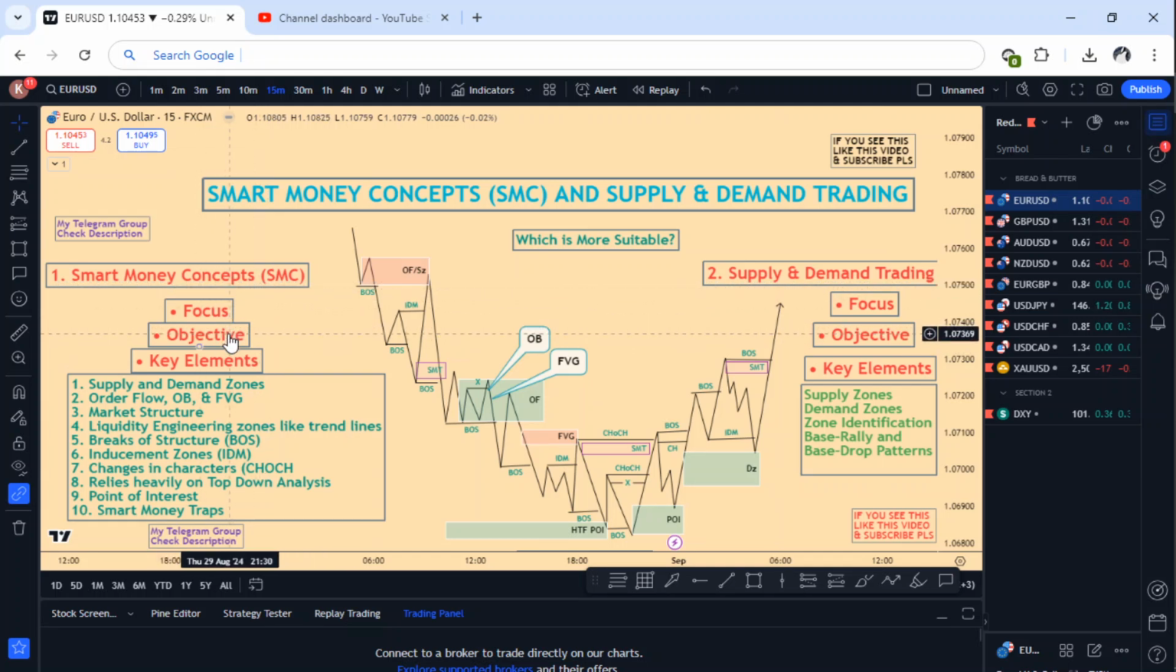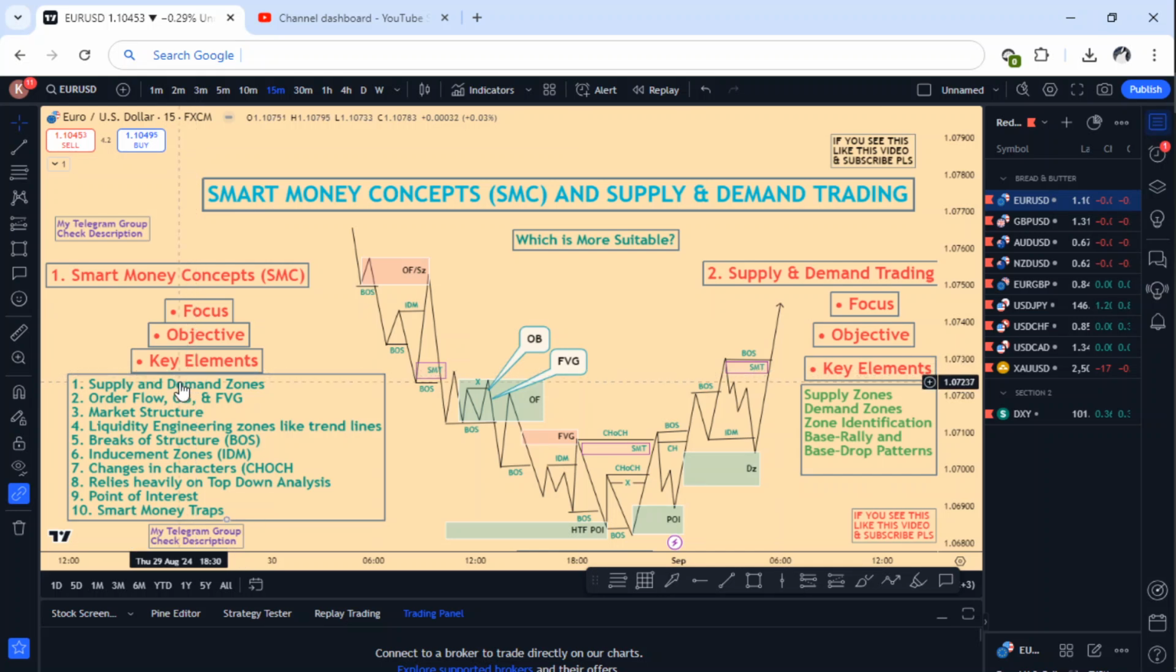Now, what about the objective of smart money? The objective of smart money is simple. It is to trade in the same direction as institutional traders by identifying key levels and market behavior that indicates where these players are active. Now, there are key elements of smart money trading. So the first key element is market structure. I've listed them here, so you will be checking while I'm going through each and every one of them.